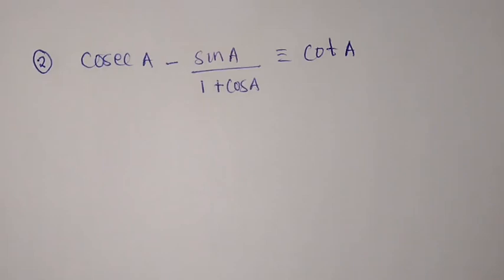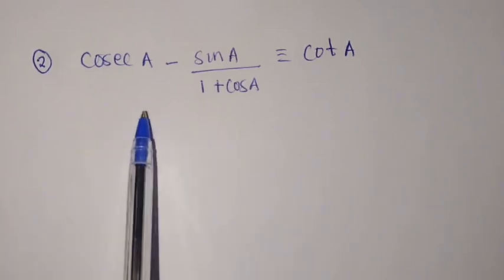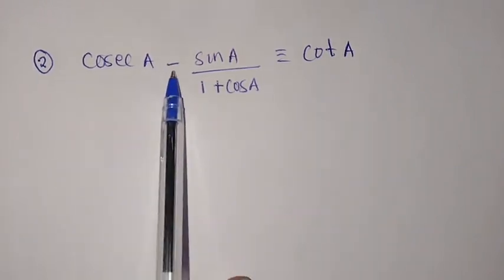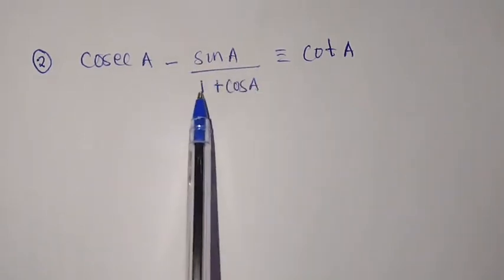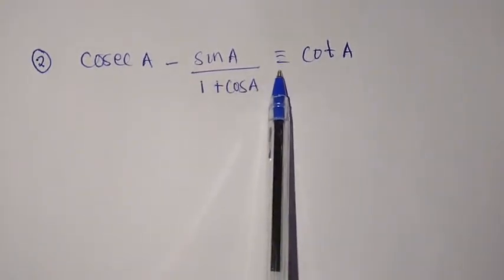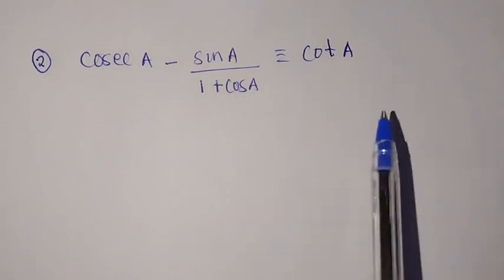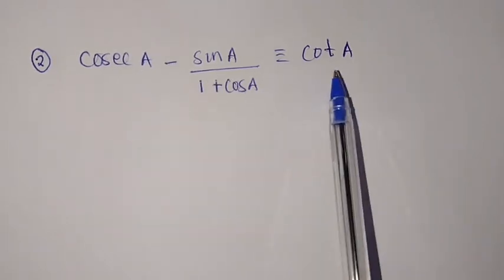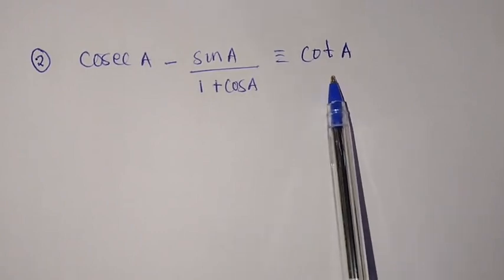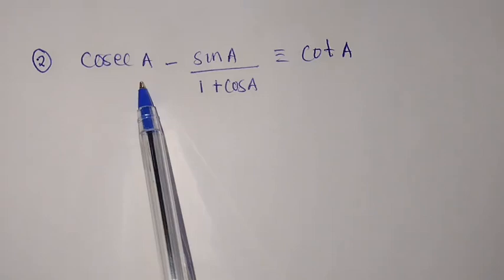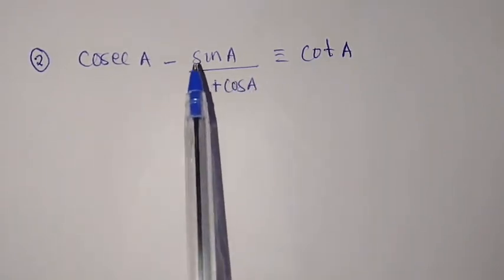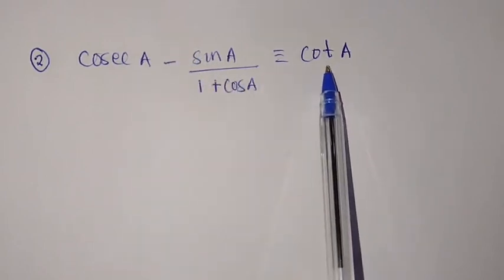Alright, so we now come to our second question right here. We need to prove this trigonometric identity. We have cosec A minus sin A over 1 plus cos A equal to cot A. So here we have the left hand side and the right hand side. Remember what I said, we can either use the left hand side to prove the right hand side, or we can use the right hand side to prove the left hand side. In this case, you need to inspect. It's very easy to use the left hand side to prove the right hand side.